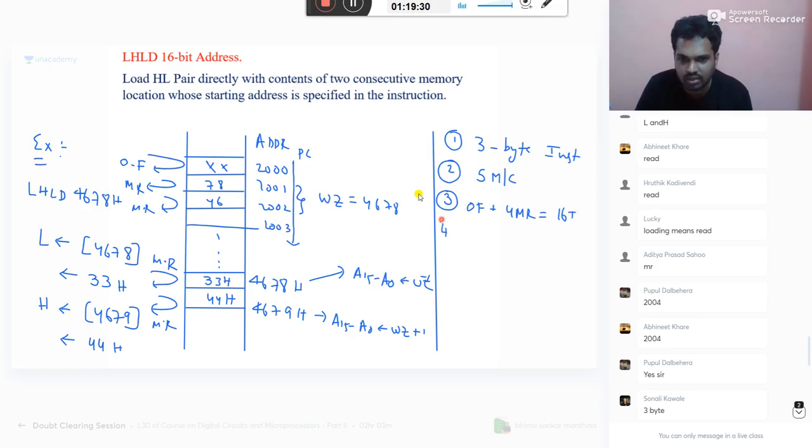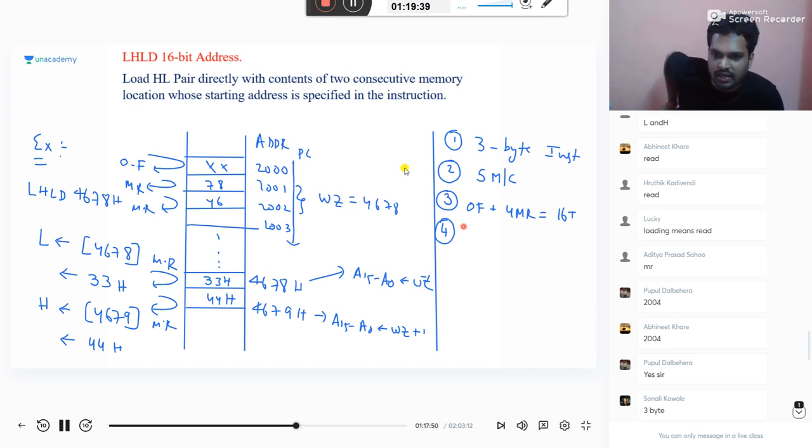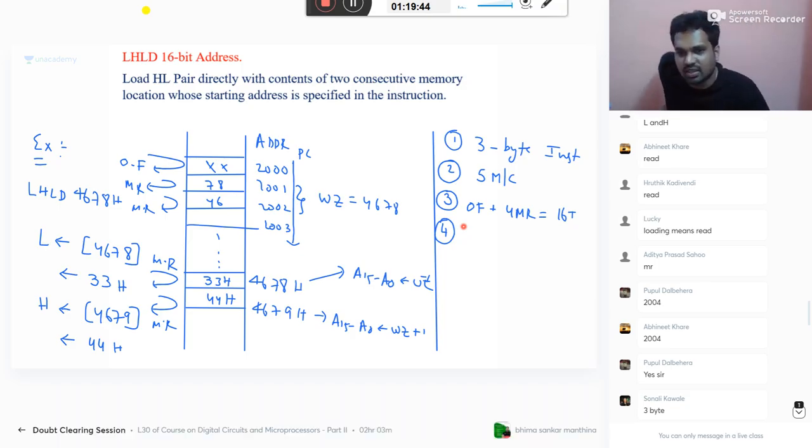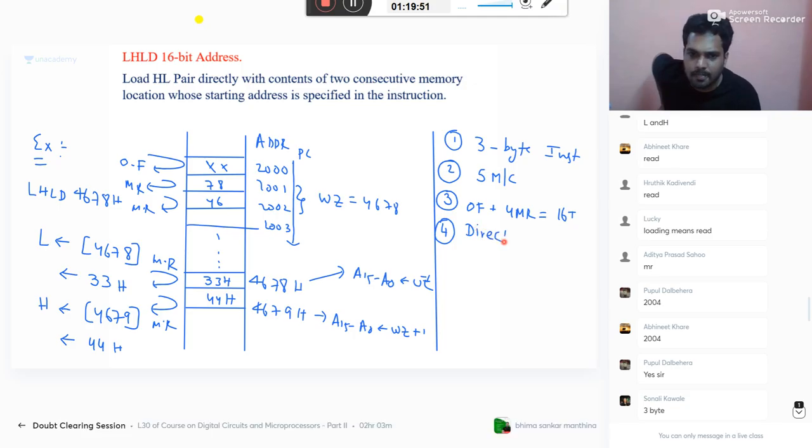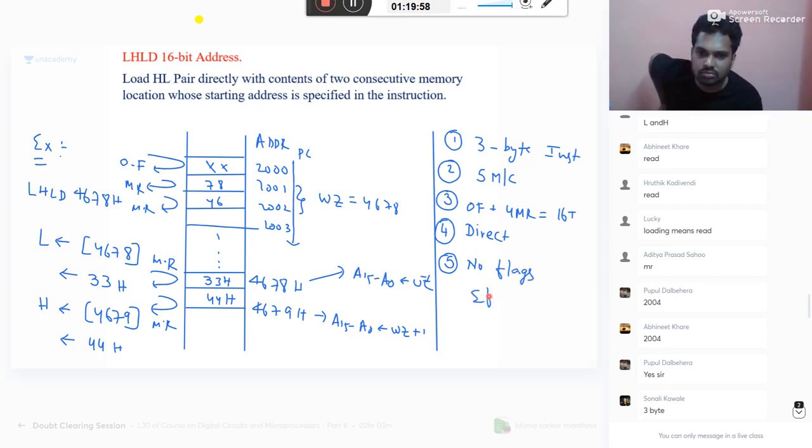Wait. What is the addressing mode? You are directly loading the address. Why indirect here? There is nothing indirect here. Directly the address is given in the instruction itself. Direct addressing mode. And no flags are affected.